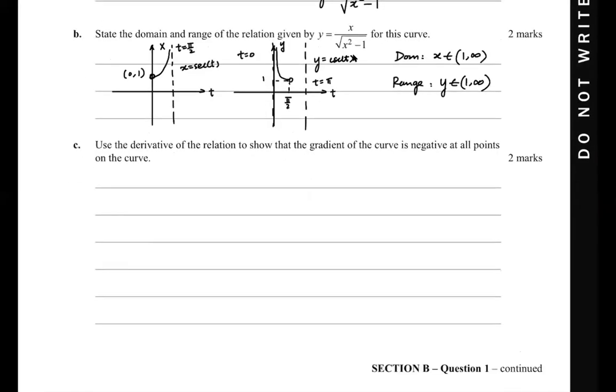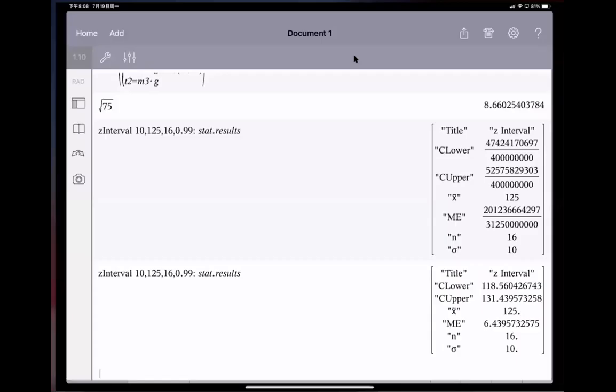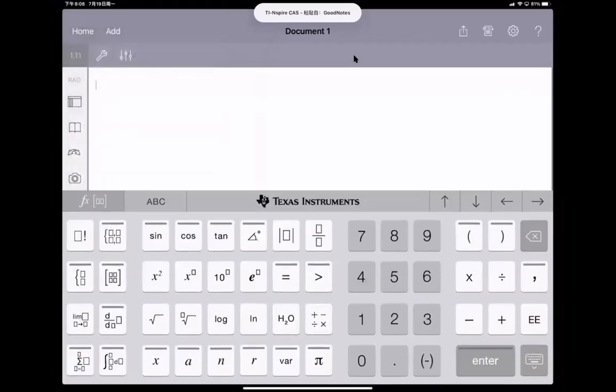Okay, use the derivative of the relation to show that the gradient of the curve is negative at all points on the curve. So let's call for our magic CAS calculator. Thank you, TI Inspire. The derivative of what? x over the square root of x squared minus 1. Okie dokie. So it's negative 1 over x squared minus 1 to the power of 1.5.